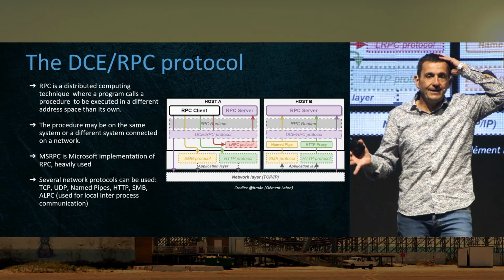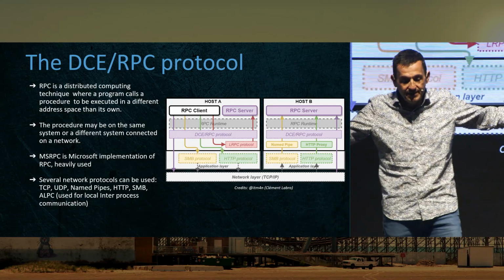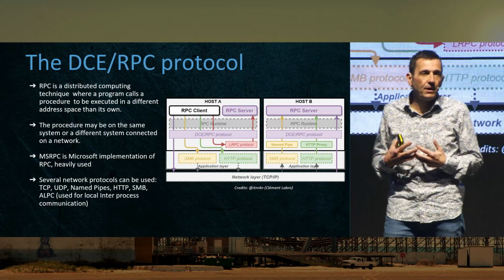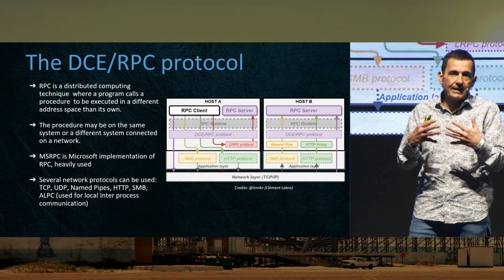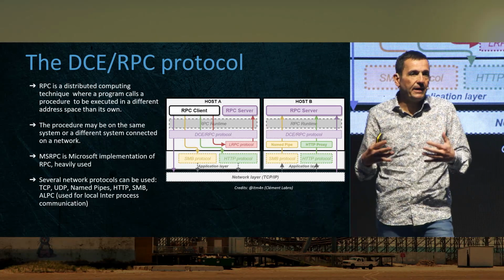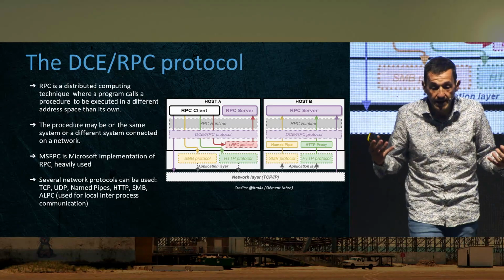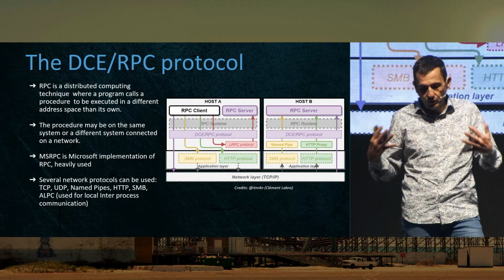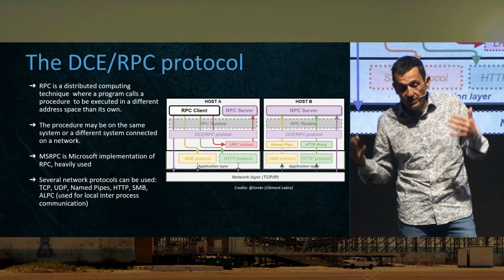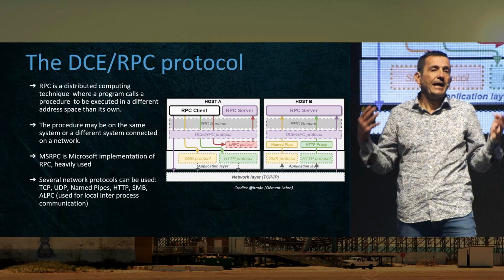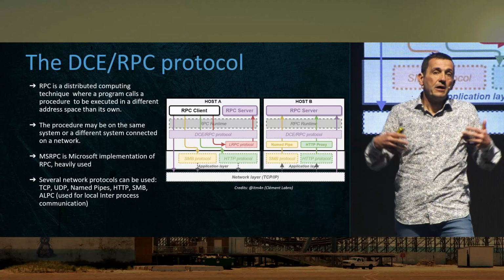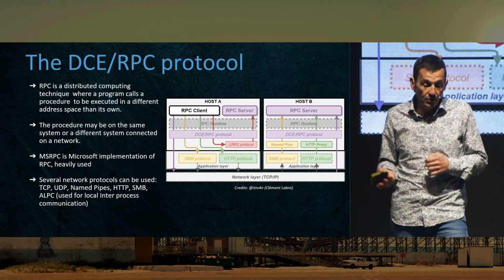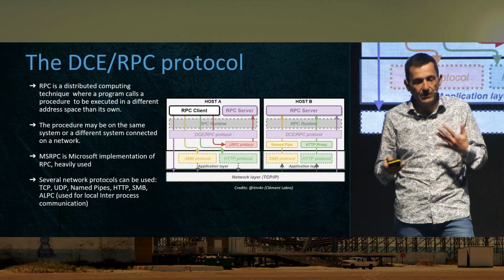So, what is RPC? Well, everyone knows it, but it's just a technique which permits a program to call a procedure which is running in a different address space. This can be on the same machine or over the network. And when we are running RPC over the network, we use protocols such as TCP, UDP, named pipe, HTTP, SMB, and so on, or a local procedure call for inter-process communication. MSRPC is the Microsoft implementation of RPC, and it's very, very heavily used.